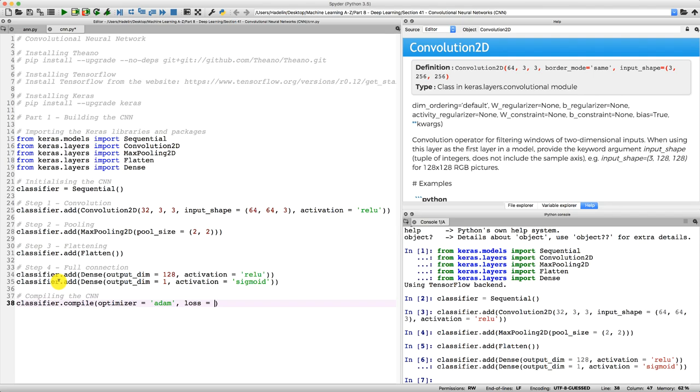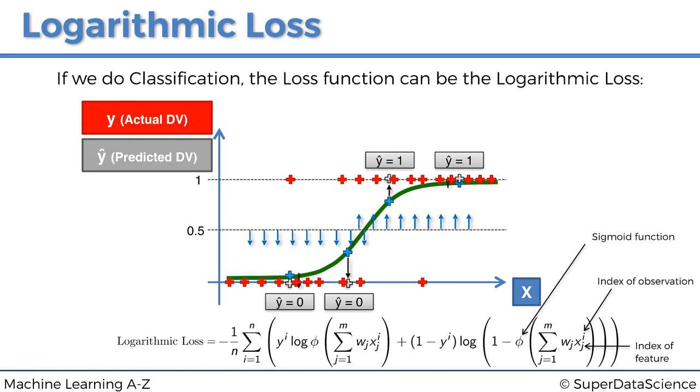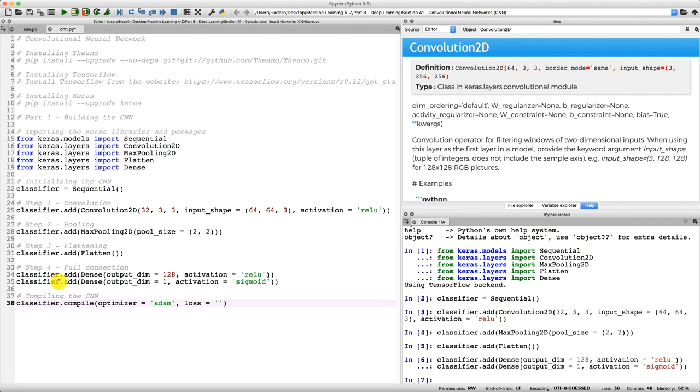So loss equals quote, and inside these quotes we're going to input the name of our loss function, which, remember, is the binary cross entropy. And that is for two reasons. First of all, because this function corresponds to the logarithmic loss, that is the loss function that we use in general for classification problems using a classification model like logistic regression. And the second reason is that we have a binary outcome, and therefore we need to choose the binary cross-entropy loss function. And if we had more than two outcomes, like cats, dogs, and birds, well, we would need to choose categorical cross-entropy. But here we have a binary outcome, cat or dog, so it's binary cross entropy.